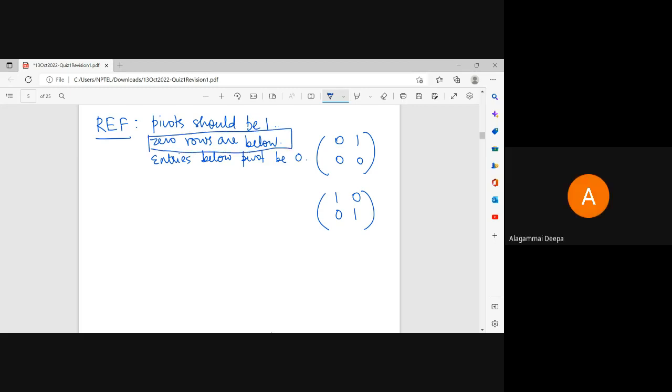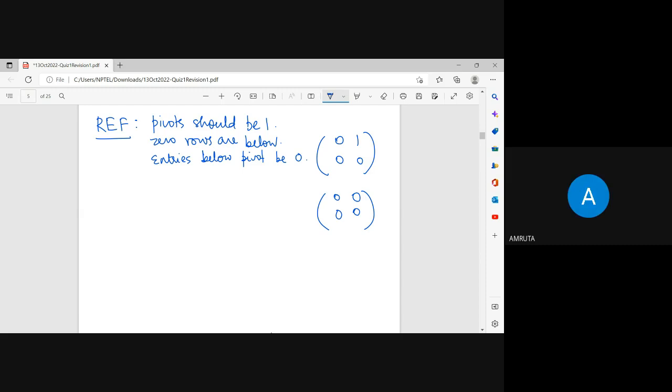It is not compulsory, it is optional, not a necessary condition. See, the question someone asked was, is this an REF? Yes, it is. So why are you not telling that pivots are not 1?